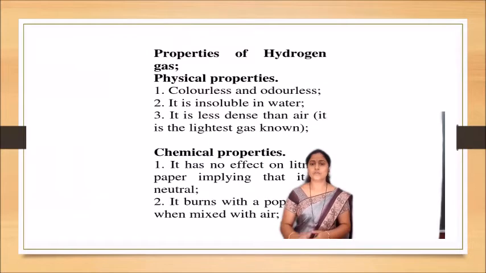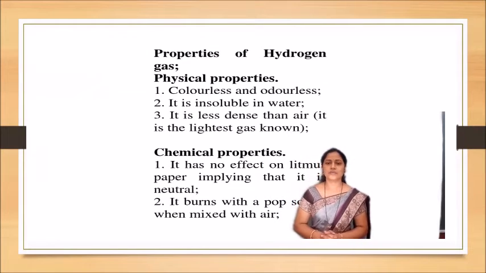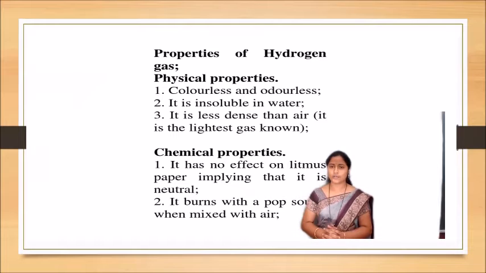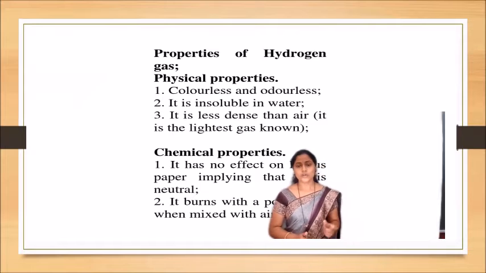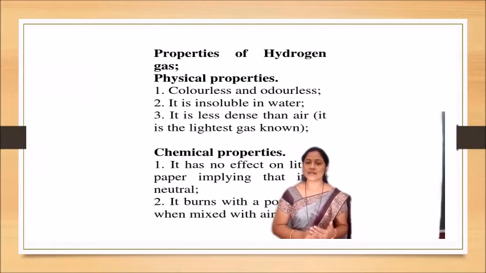Now, first of all, we are going to discuss the properties of hydrogen gas in short. What are the physical properties? The first property is that it is a colorless and odorless gas, and it is insoluble in water. As I told you, hydrogen gas is the lightest among all the elements present in the periodic table, so that's why it is less dense than air.